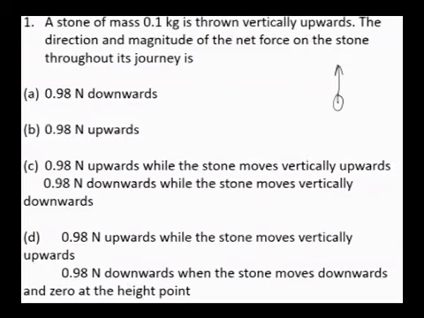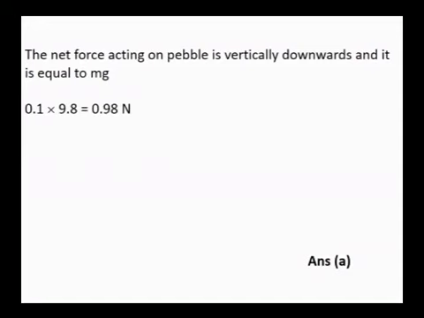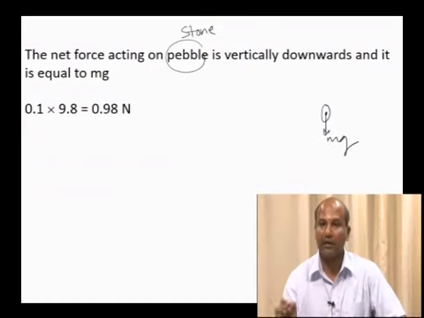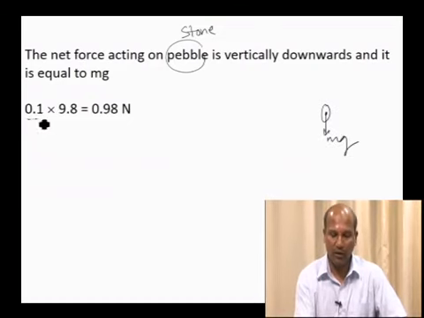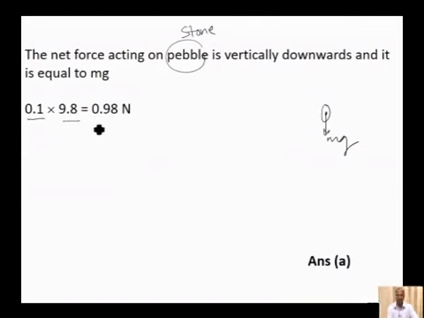So here, the net force acting on the pebble, that is the stone, is vertically downwards and it is equal to mg. So when we throw this stone upward, mg is always acting in the downward direction, and therefore mass into acceleration will be 0.98 Newton, and therefore it's always 0.98 Newton in the downward direction. Therefore option A is the correct answer.